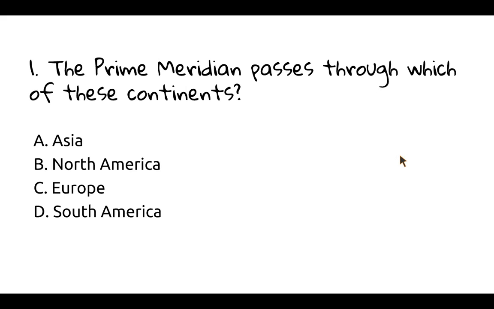Question number 1. The prime meridian passes through which of these continents? A, Asia, B, North America, C, Europe, or D, South America. Pause and solve this problem.